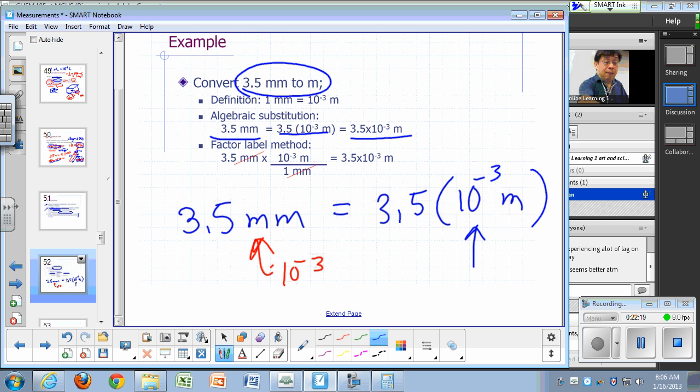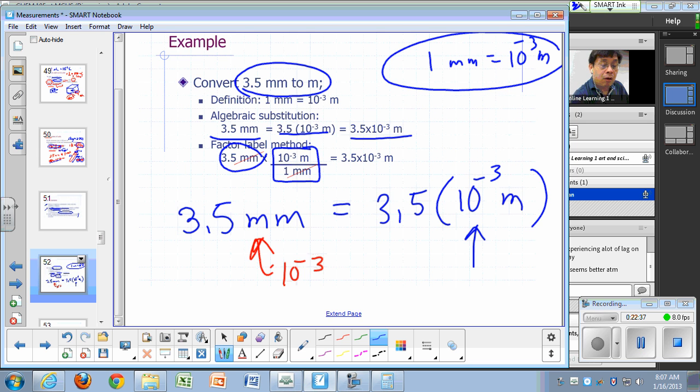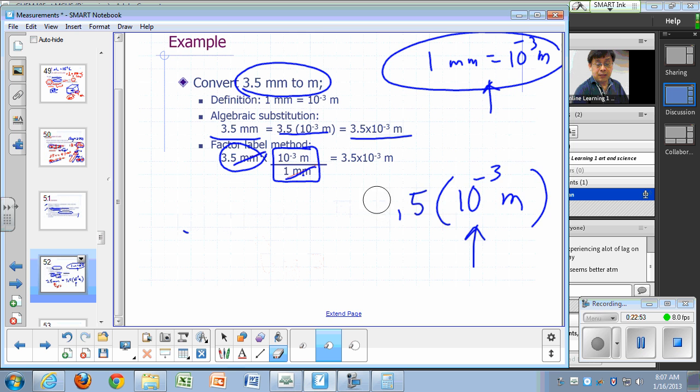So now the factor label method. What you do there is you write the measurement that you need to convert, and then you multiply it by a conversion factor. This is a ratio of equivalent amounts. You know that 1 millimeter is 10 to the negative 3 meters. So you put one of these in the numerator and the other one in the denominator so that the unit that you don't want cancels out. So millimeters is in the denominator here because that will cancel out the millimeters on the other side. It's really just simple algebra.